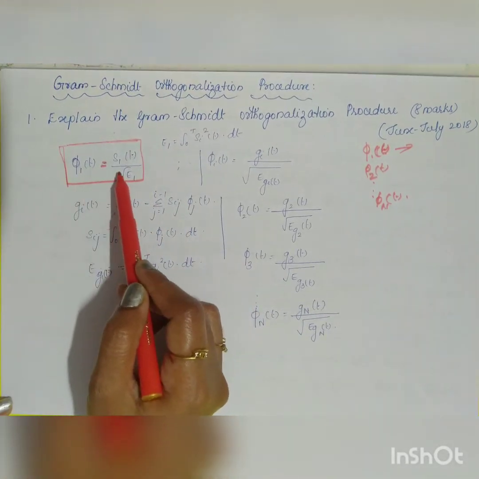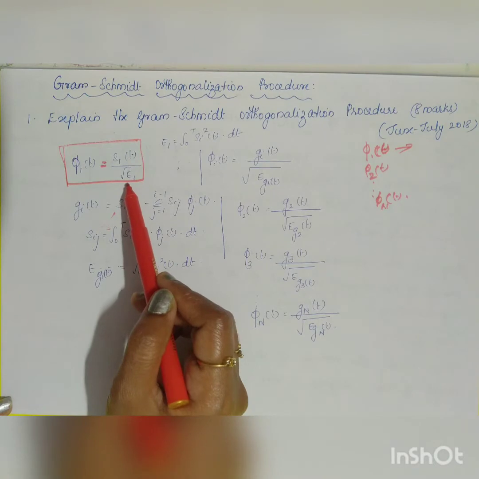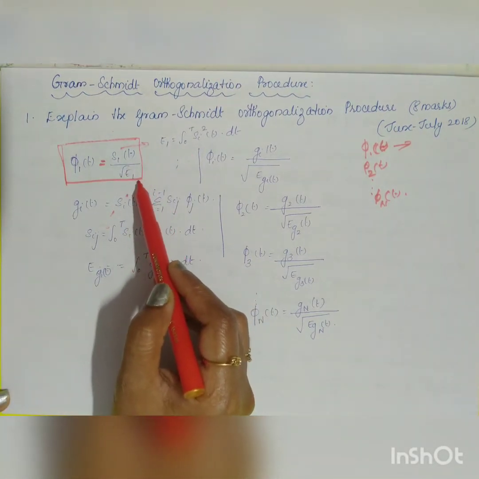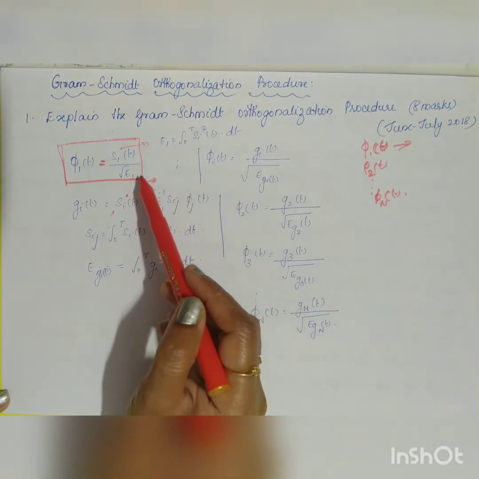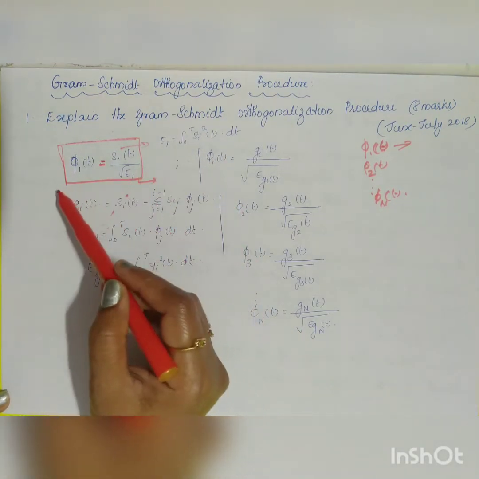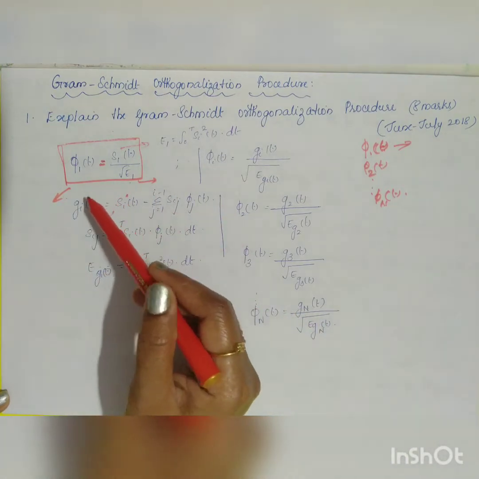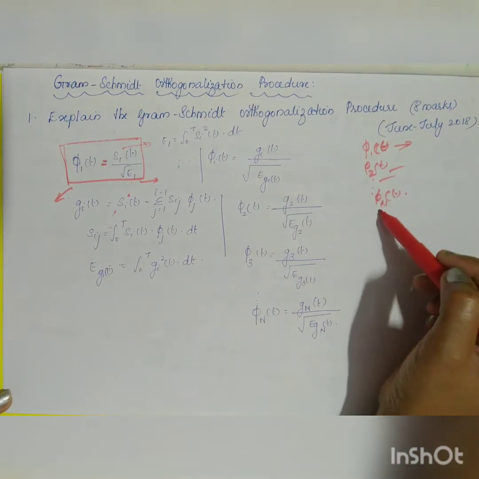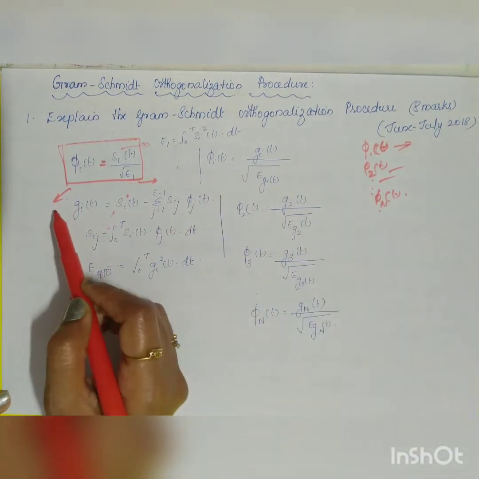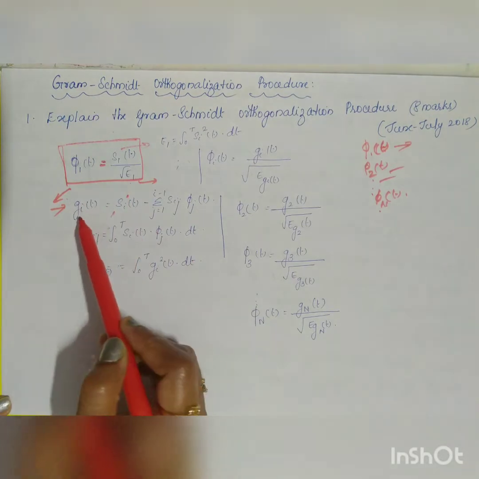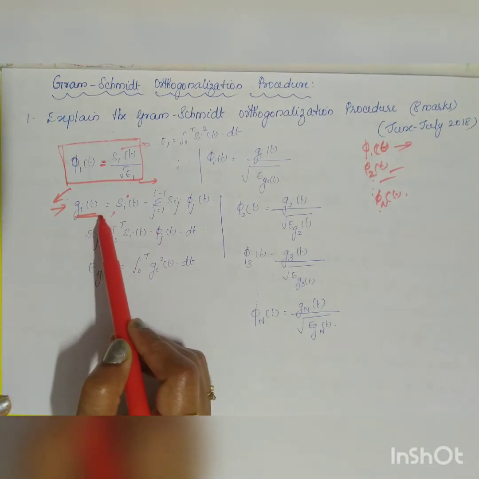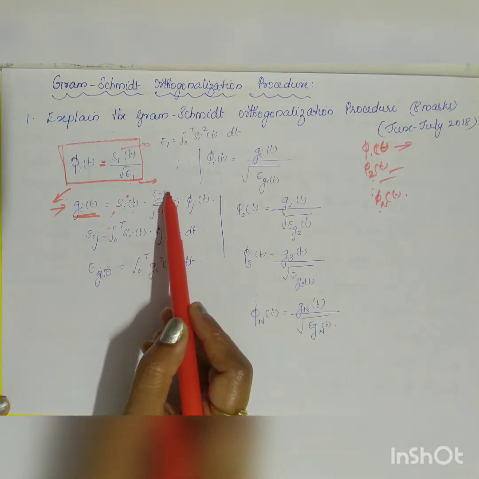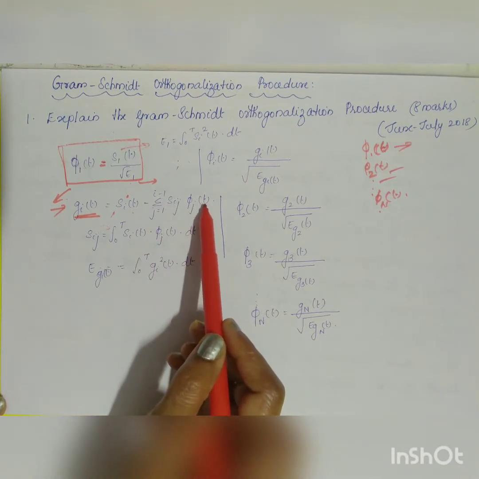Phi 1 of t is equal to S1 of t divided by root of E1, where S1 of t is your first signal, and E1 is the energy of that corresponding signal S1 of t. Now, if you want to find the other orthonormal basis functions, that is phi 2 of t, phi 3 of t, etc., up till phi n of t, you have to introduce an intermediate signal called gi of t. gi of t is equal to si of t minus the summation j equal to 1 to i minus 1 of sij into phi j of t.